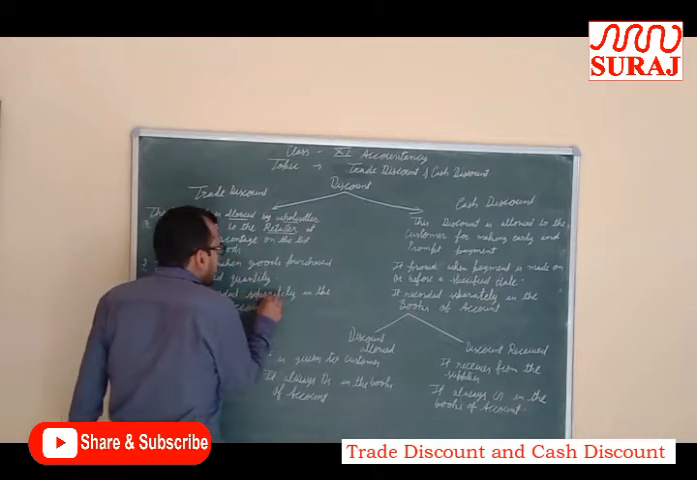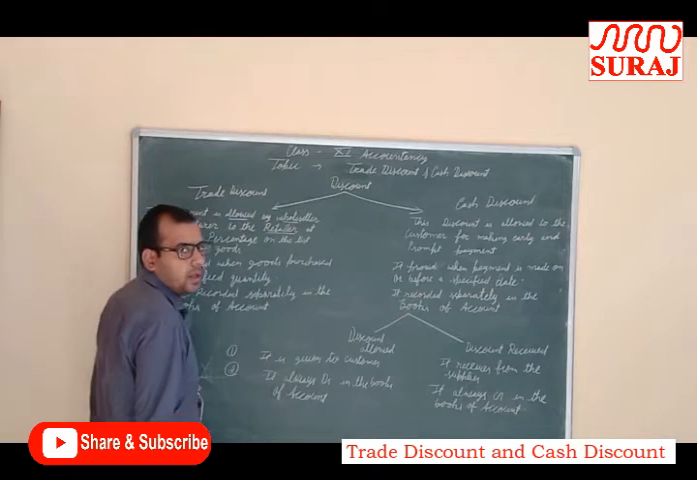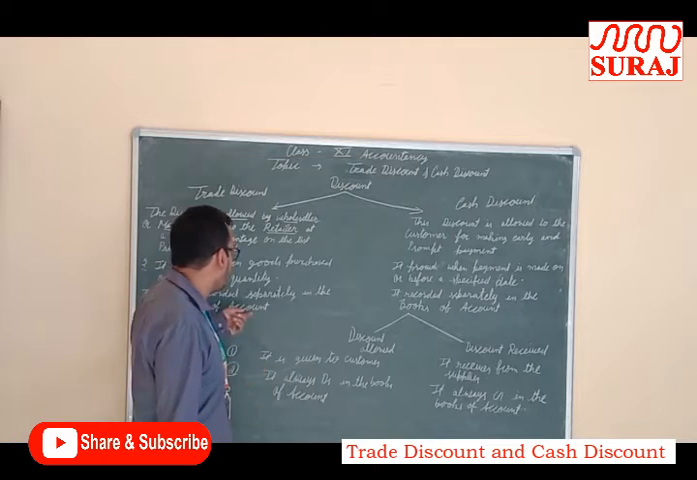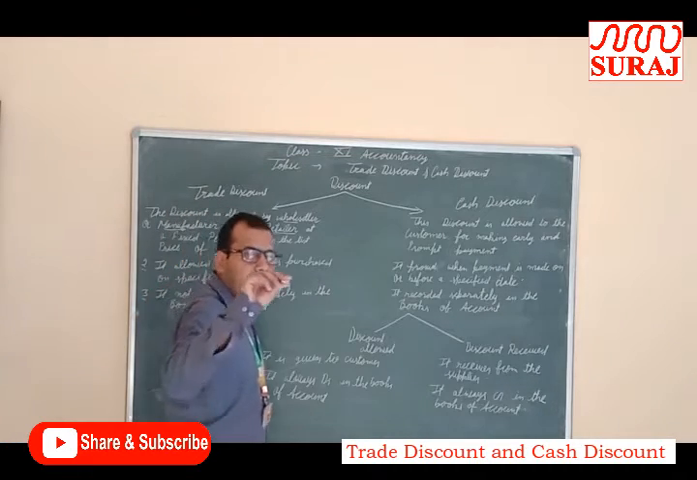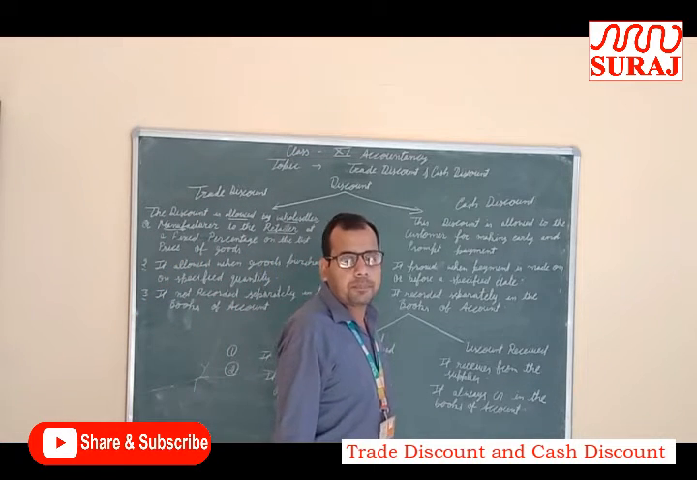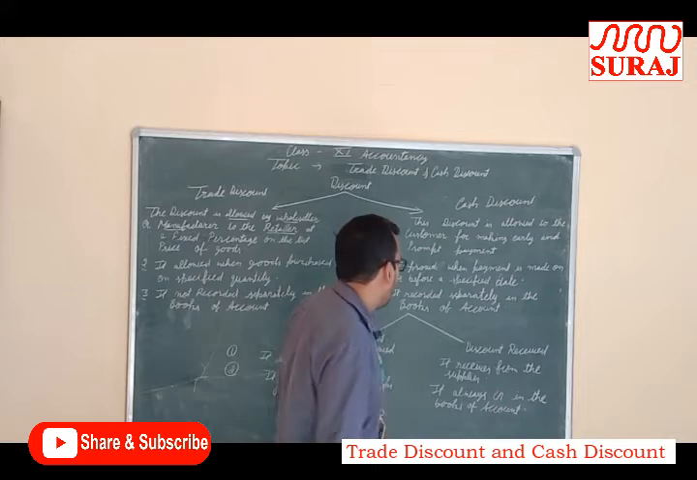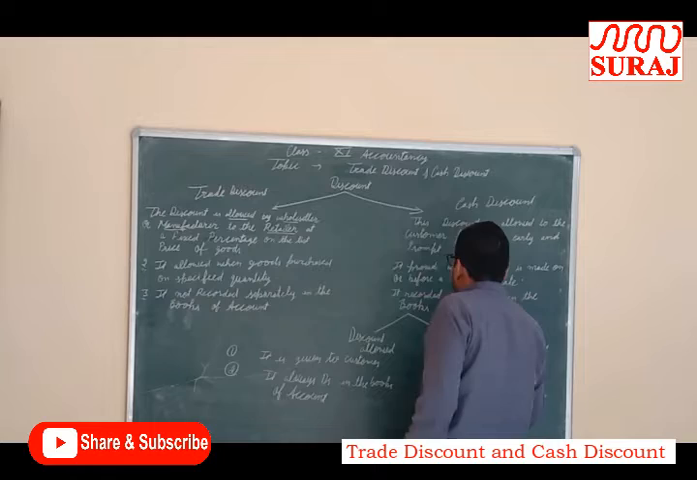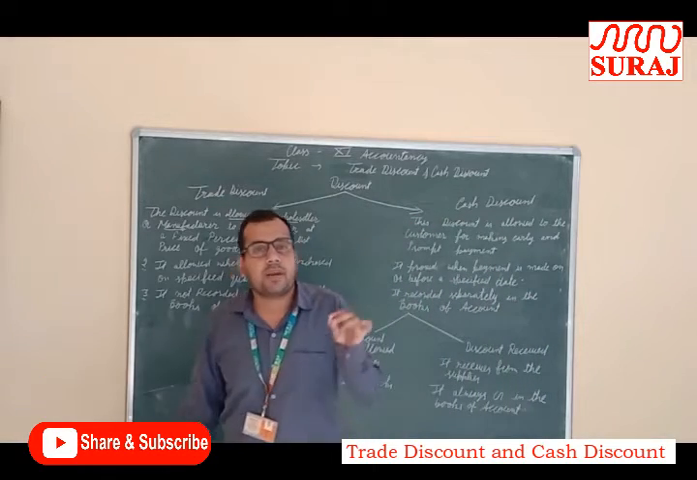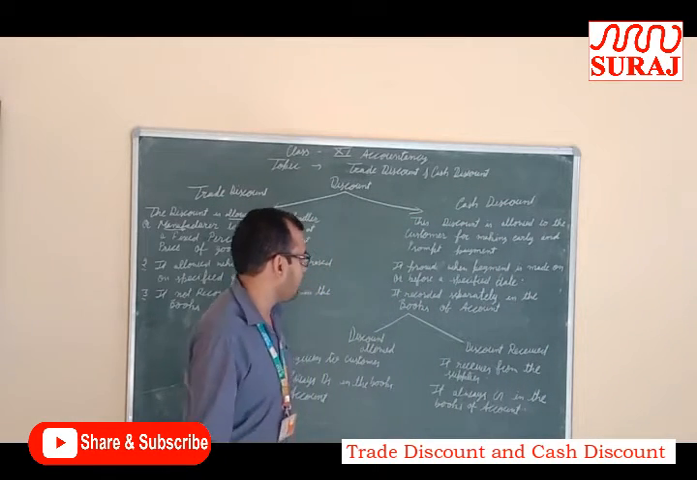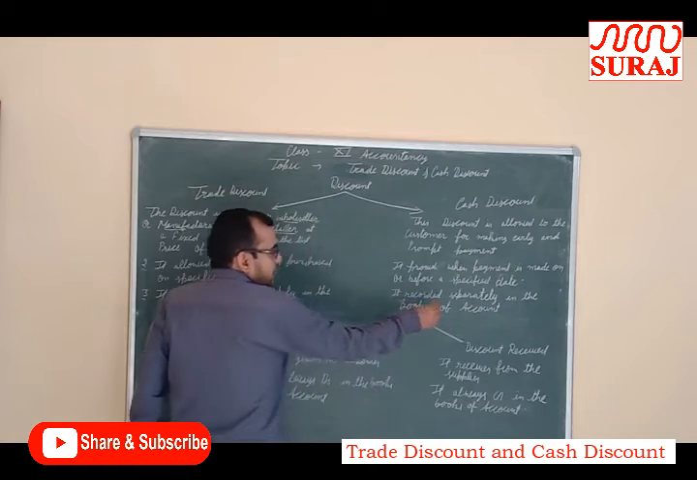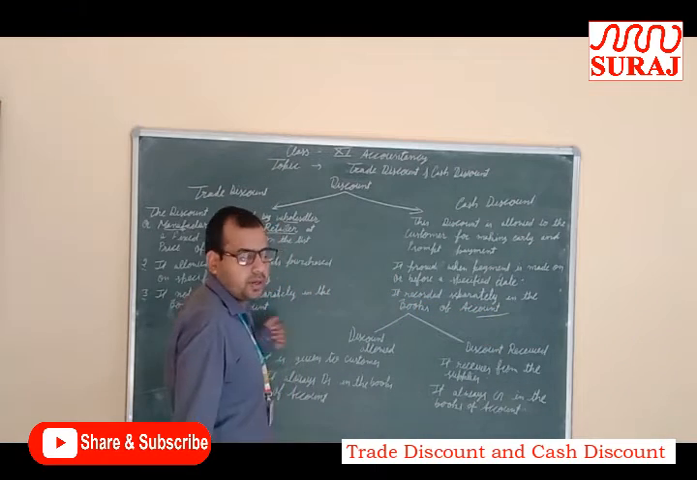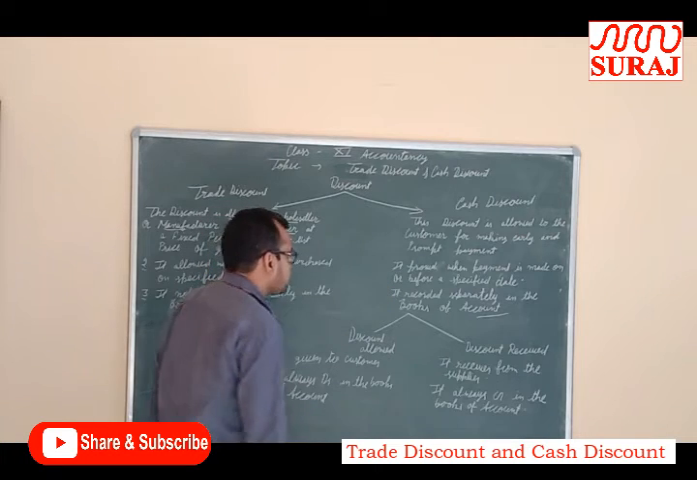Trade discount is not recorded separately in the books of account. It is never recorded separately. It does not show in the books. Only the amount less from the list price is taken and the entry will be passed. Cash discount is recorded separately in the books of account. It is shown in the books of account.